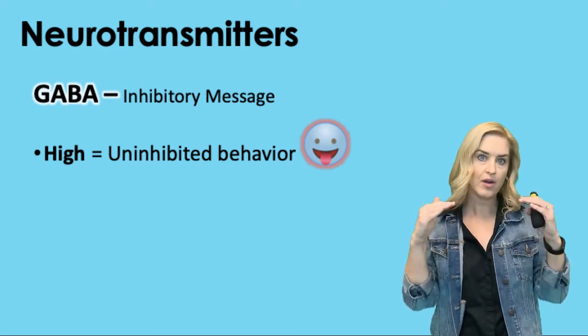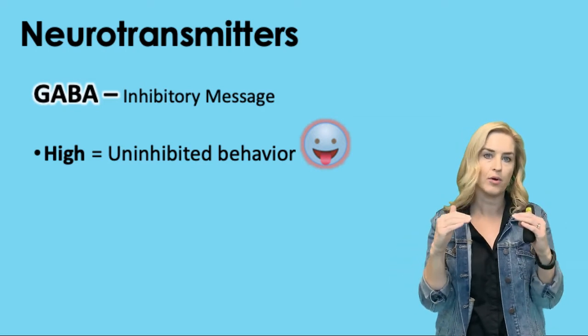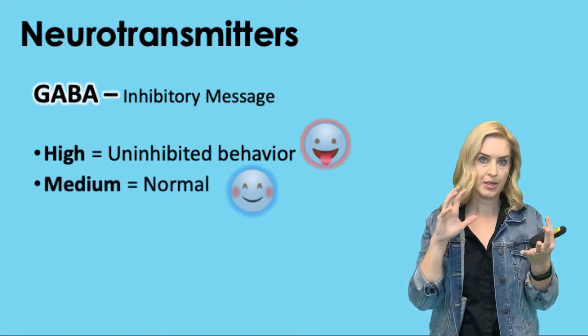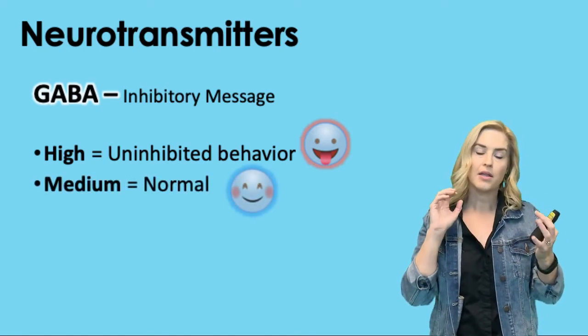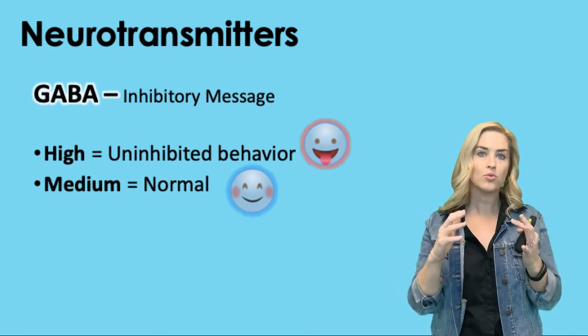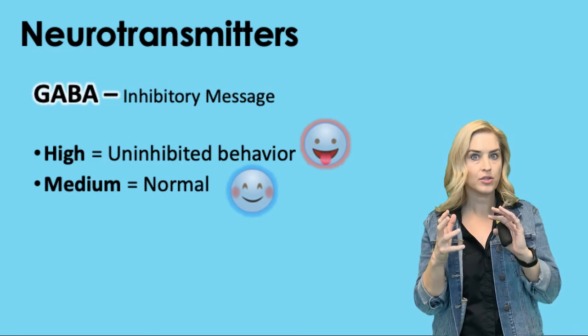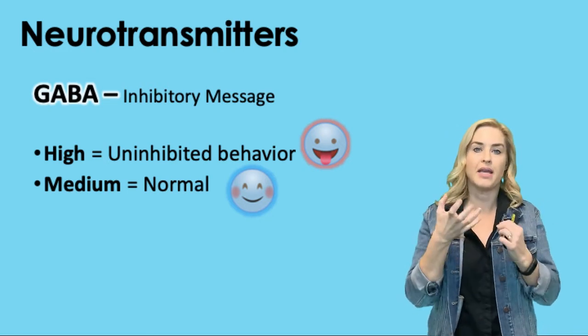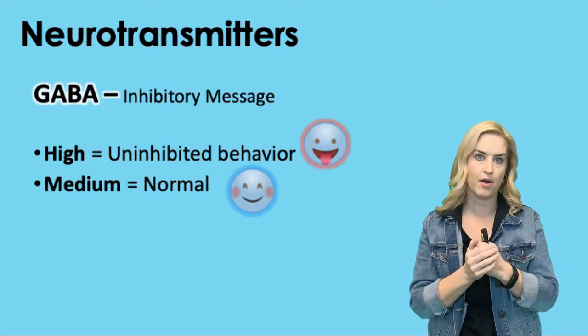We want to have a medium or mid-level of GABA in our system. This allows our brain activity to be active enough. It allows us to have some emotional stability and emotional balance, as well as offset some of those excitatory messages, especially if we have a fight or flight response. We need some GABA to help balance some of that out.